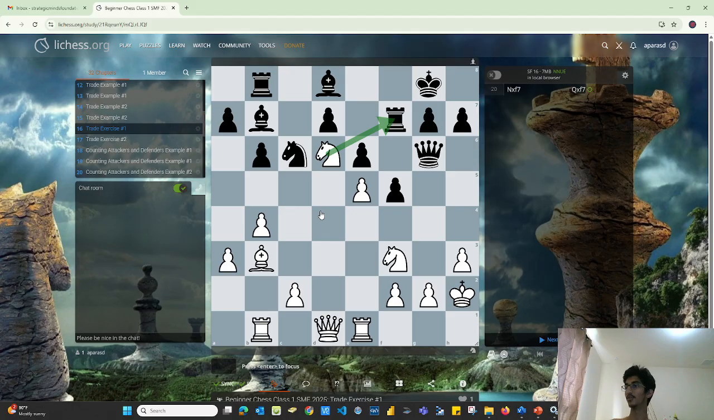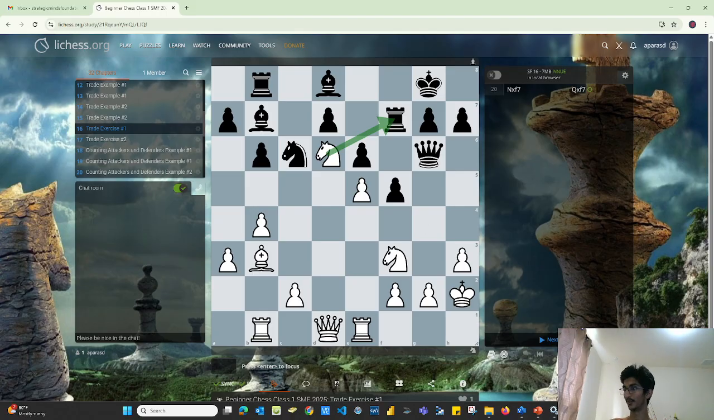I want you guys to try this one out. It's white to play, and if white is to capture this rook over here on f7, would it be a good trade, a bad trade, or a fair trade for white? So yeah, you guys can think about it, and then whenever you have an answer, you can just send it in the chat or unmute and speak.